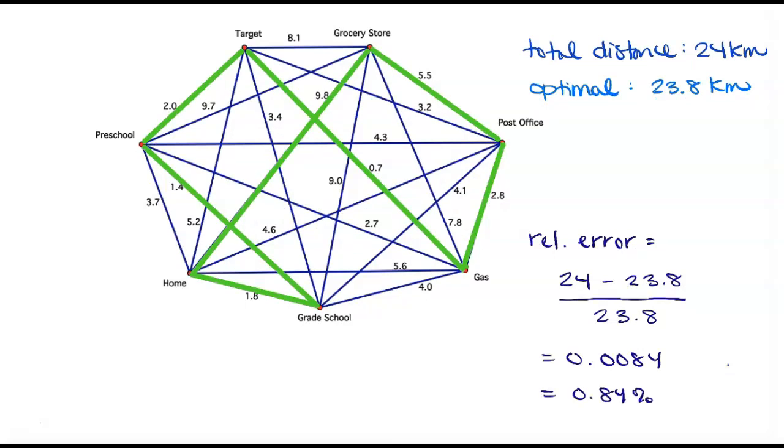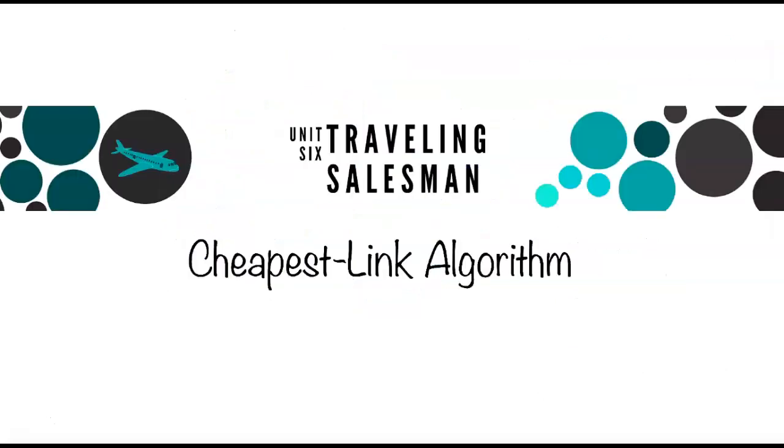Again, this is another method that does not guarantee an optimal route, but it does give us a great place to start and saves us a lot of time in the process. And that will conclude this lecture video on the cheapest link algorithm for calculating a solution for a traveling salesman problem.